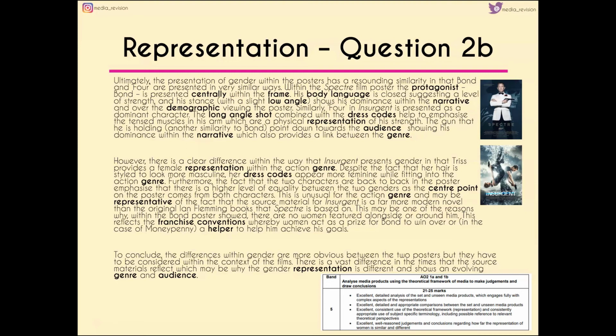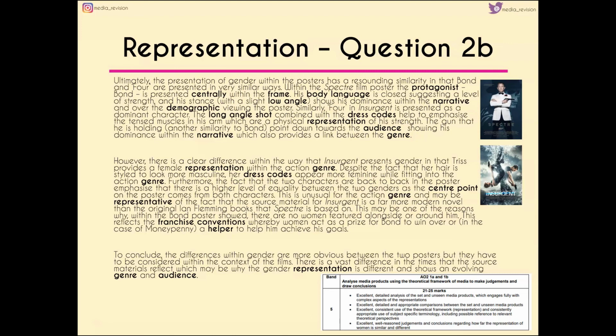However, there is a clear difference within the way that Insurgent presents gender, in that Triss provides a female representation within the action genre. Despite the fact that her hair is styled to look more masculine, her dress codes appear more feminine, while fitting into the action genre. Furthermore, the fact that the 2 characters are back-to-back in the poster emphasises that there is a high level of equality between the 2 genders, as the centre point on the poster comes from both characters.